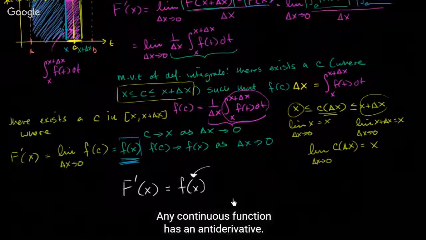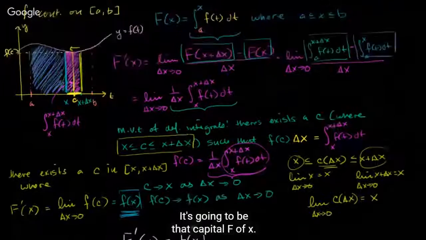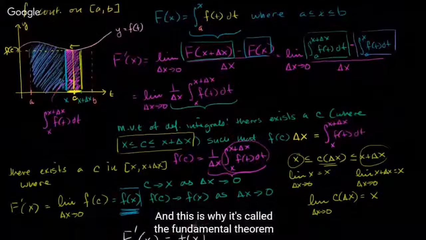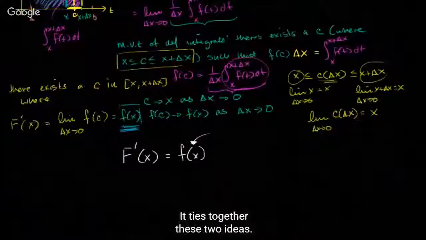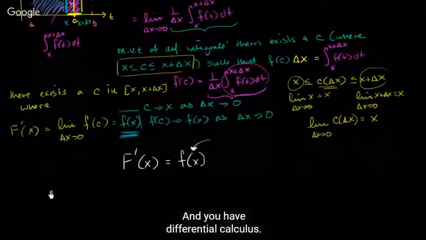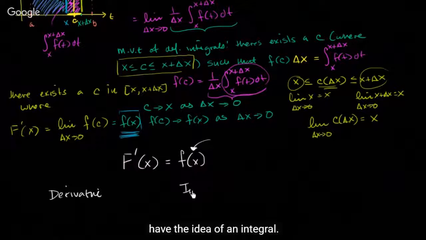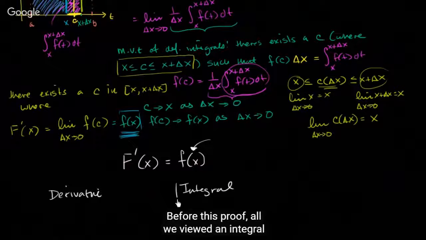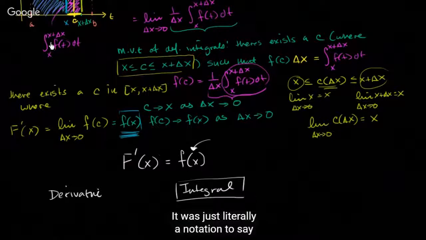Any continuous function has an antiderivative. It's going to be that capital F of x. And this is why it's called the fundamental theorem of calculus. It ties together these two ideas. You have differential calculus, the idea of a derivative, and then in integral calculus, you have the idea of an integral. Before this proof, all we viewed an integral as is the area under the curve. It was just literally a notation to say the area under the curve.